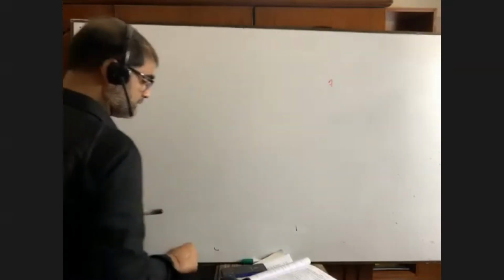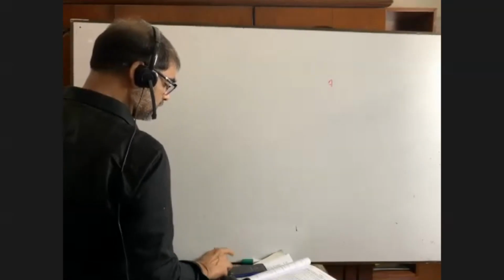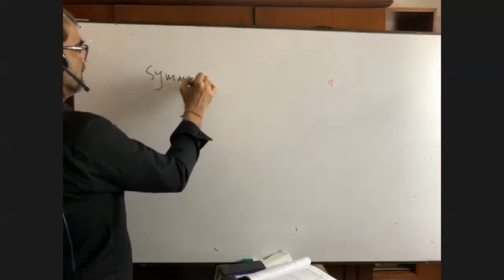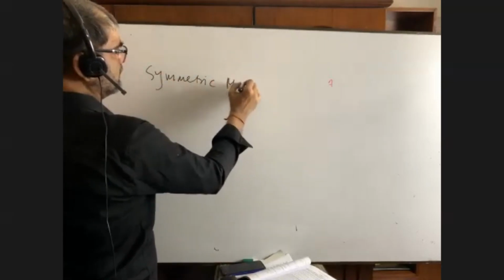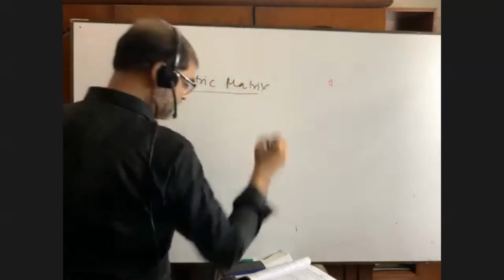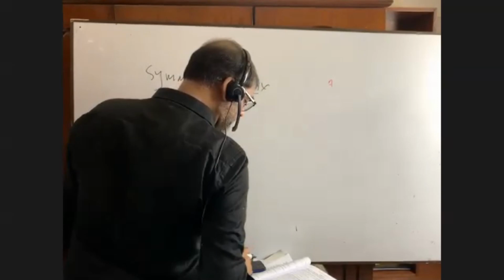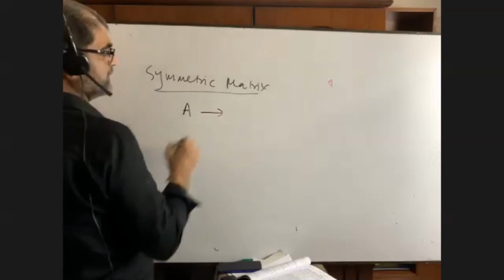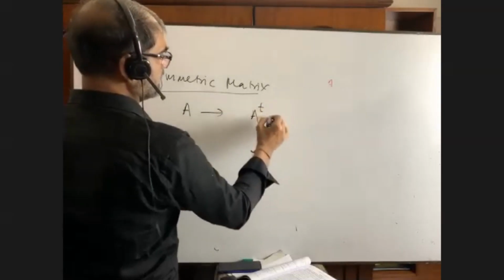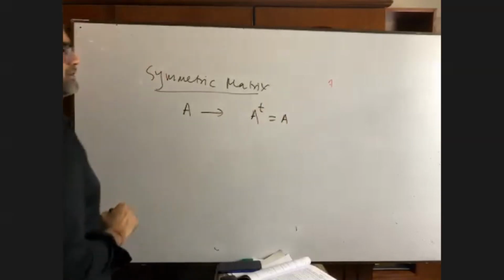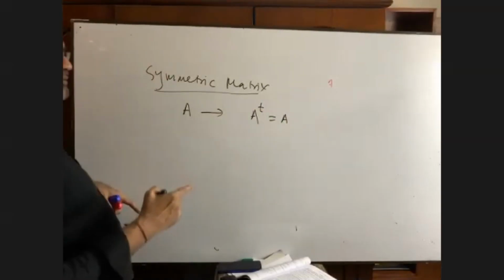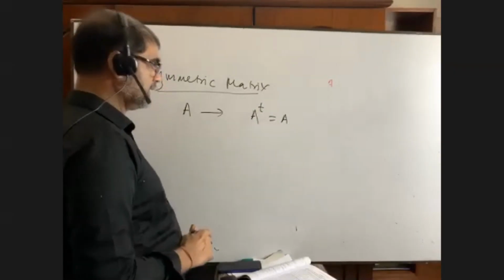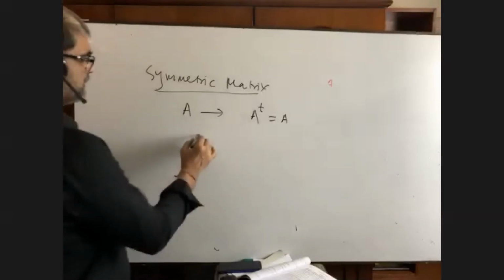Now again, symmetric matrix. A matrix A will be symmetric if A to the power T equals to A. This is called symmetric matrix. After getting the transpose, if we get the same, have you got me or not? Talk to me. Yes, sir.